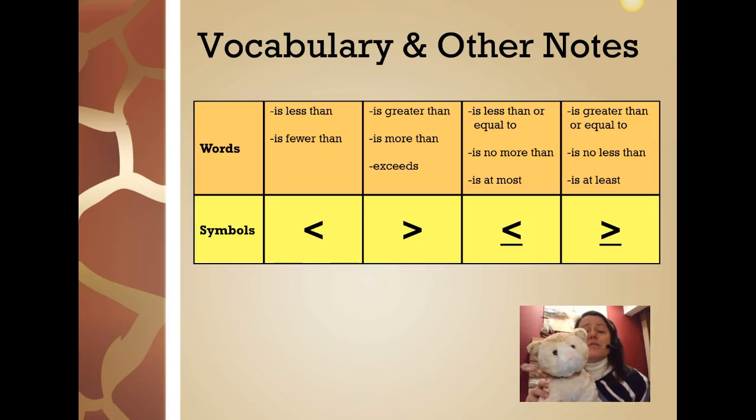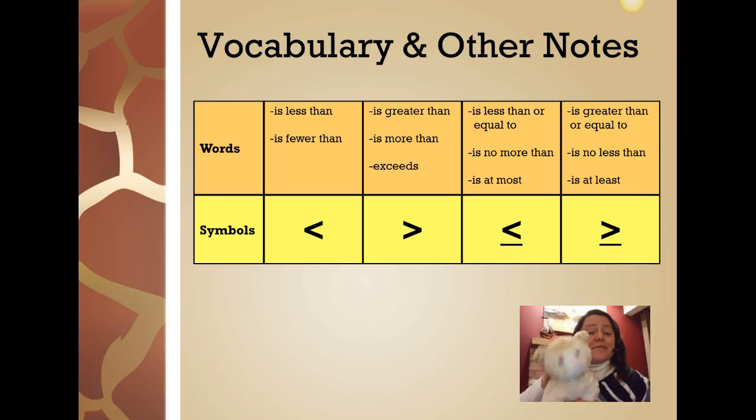When working with inequalities, we look for key words. The less than symbol is often represented by is less than or is fewer than. The greater than symbol is often represented by is greater than, is more than, or exceeds. The less than or equal to symbol is often represented by is less than or equal to, is no more than, or is at most. And finally, the greater than or equal to symbol is often represented by is greater than or equal to, is no less than, or is at least. Let's take a look at how these inequalities work.